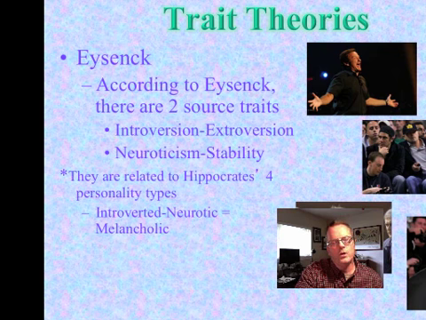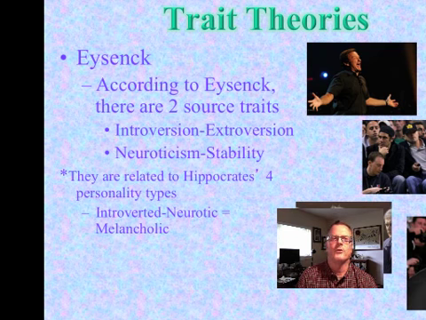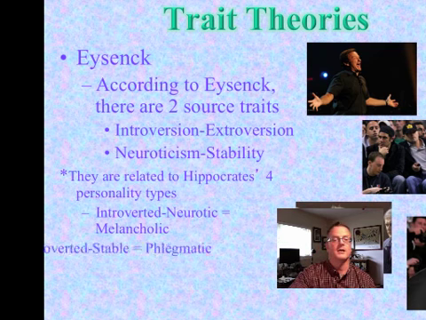So imagine you scored high on introversion and neuroticism. That means that you have a melancholic personality, a depressed personality. So people who are, perhaps you've heard this said, depression is anger directed inward. Okay? So you're introverted, you're pointing your emotional reaction inward, and you're neurotic or you're unstable. So you're blaming yourself.